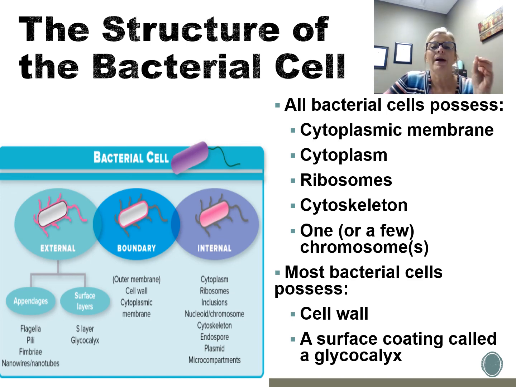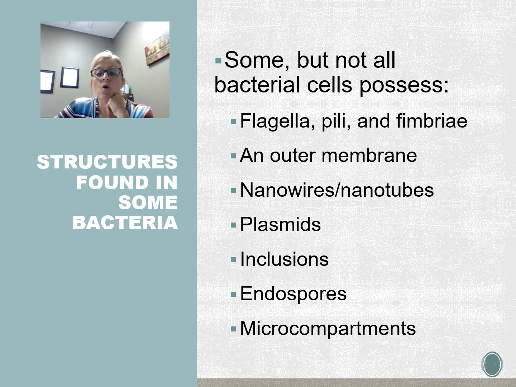All right. All bacterial cells possess a cytoplasmic membrane, cytoplasm, ribosome, cytoskeleton, and one or several chromosomes. Okay. The majority have a cell wall and a glycocalyx, and we'll get into a little more detail about what these things are. There are some features that bacteria can have, but not all of them have them. These are going to be things like fimbriae, pili, flagella, an outer membrane, plasmids, inclusions, endospores. There's some new things that we're learning about called nanowires and nanotubules, and they can also have some microcompartments in them.